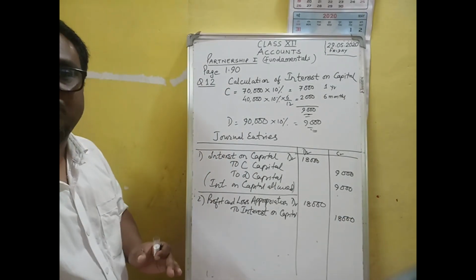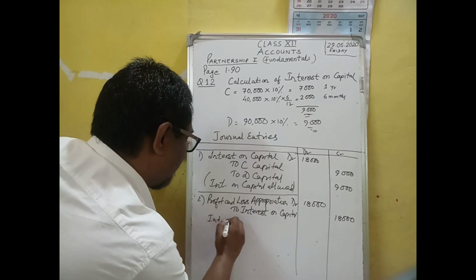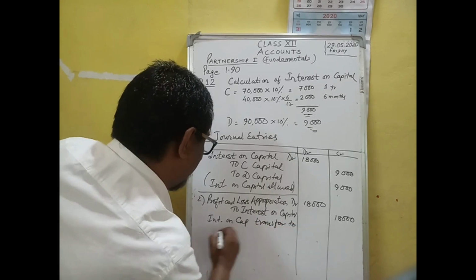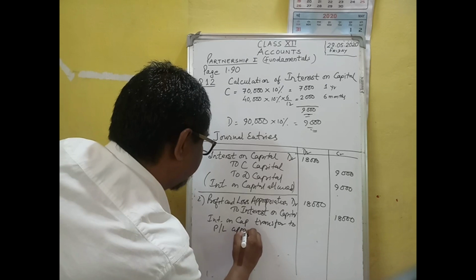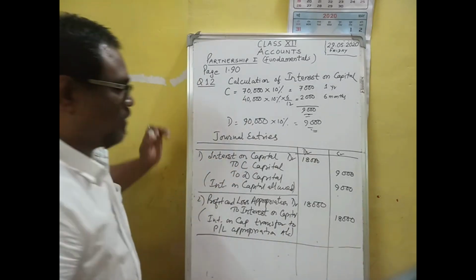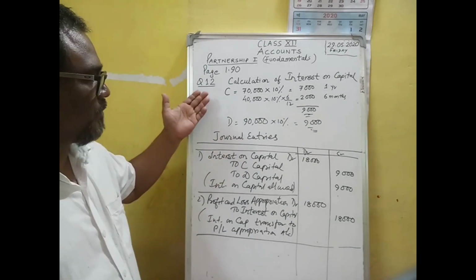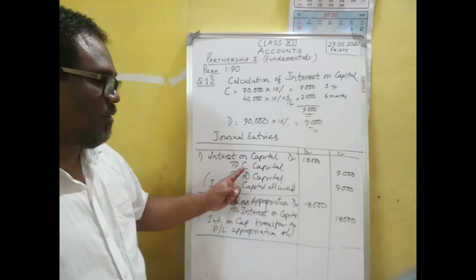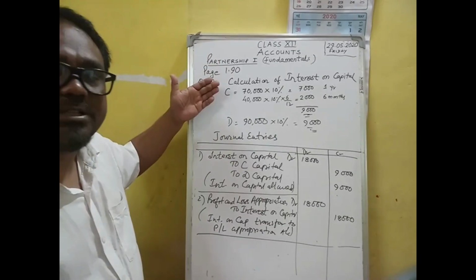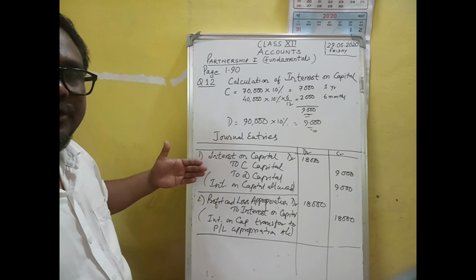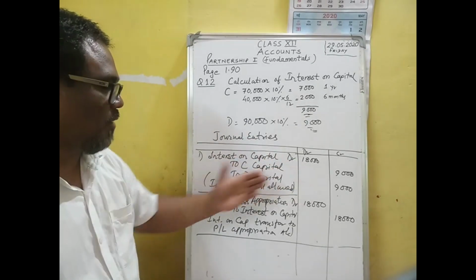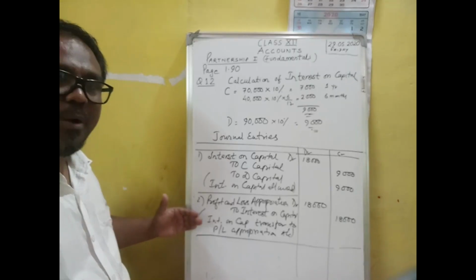Interest on capital is transferred to the profit and loss appropriation account. So this is the journal entry of interest on capital. So interest on capital account debited to partners' capital accounts. C is a partner, C capital account credited, and D is a partner, D capital account credited. So calculation of interest on capital is given here. So interest on capital is transferred to the debit side of profit and loss appropriation account. Interest on capital account debited, C capital account and D capital account credited, and it is transferred to the profit and loss appropriation account.